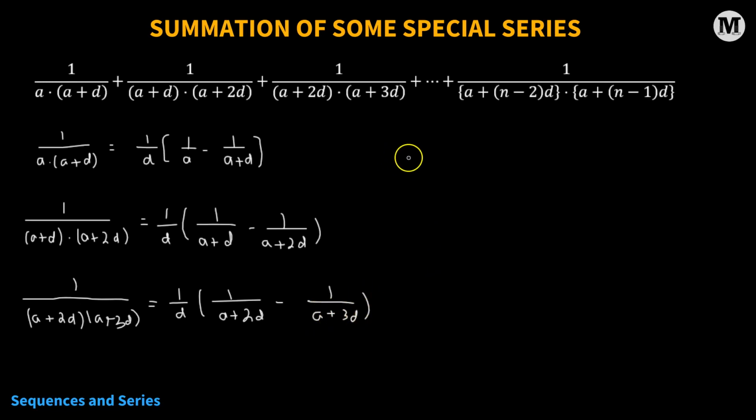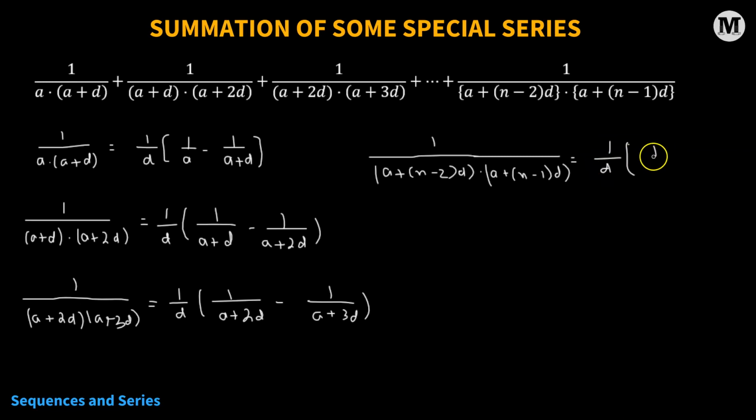Okay. Now we come back to the last term. Here we can use the same logic. So we have a plus n minus 2 multiplied by d, and this is getting multiplied by a plus n minus 1 times d. Fine. So this is going to be equal to 1 over d, to it we multiply 1 over a plus n minus 2 times d minus 1 over a plus n minus 1 times d.